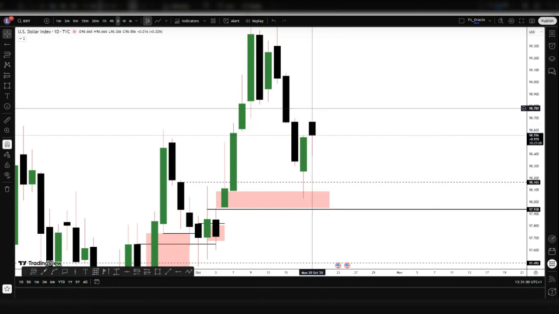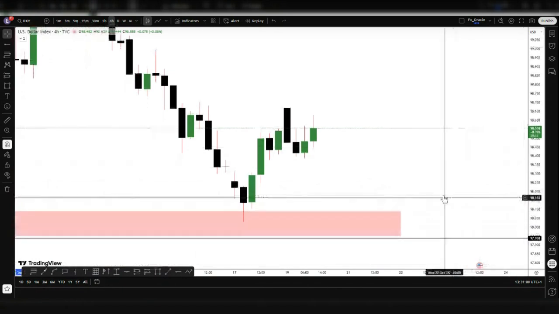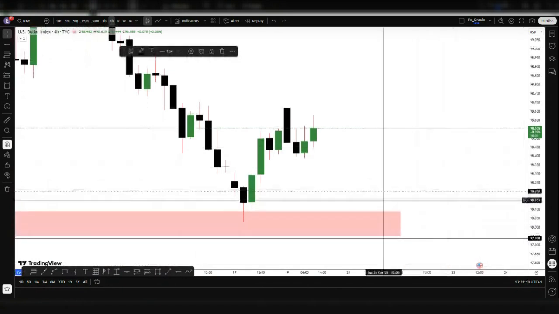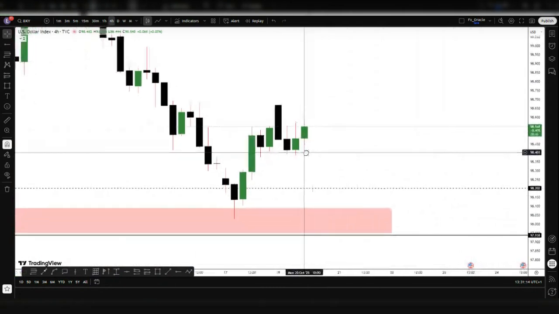So today, let's drop down to 4 hours. And what do we have on the 4 hours? On the 4 hour time frame, we're already having a bullish push, but I'm not expecting it to just buy like that today. I'm not expecting it.